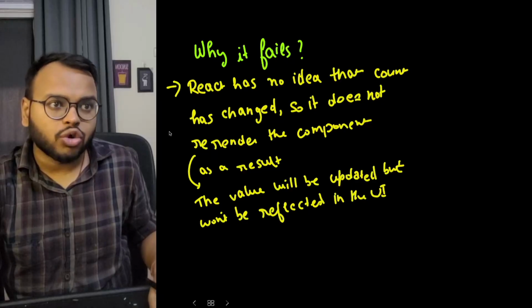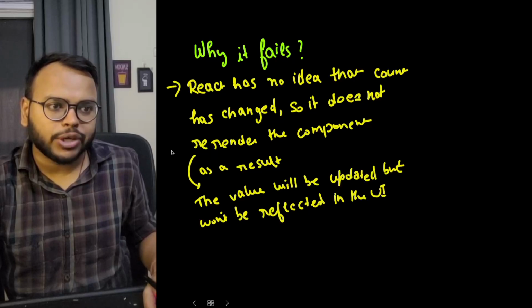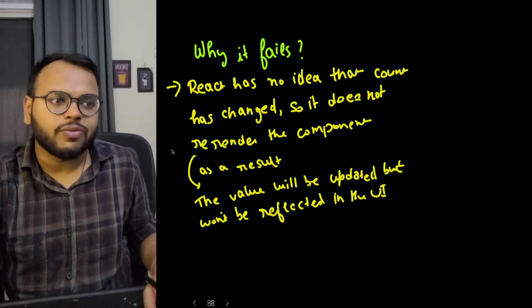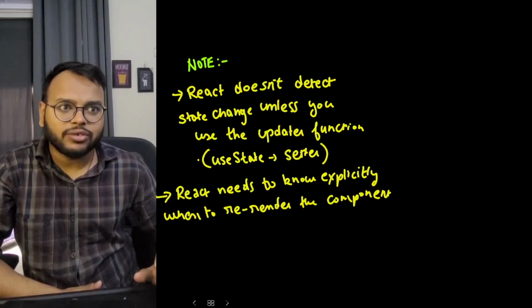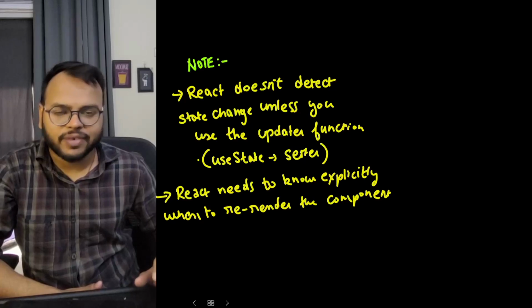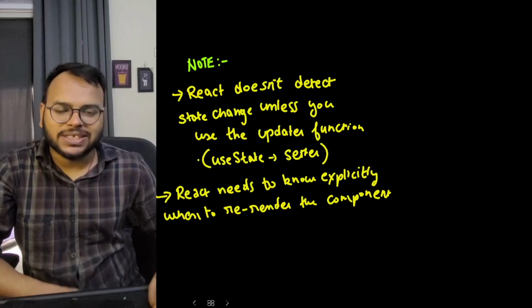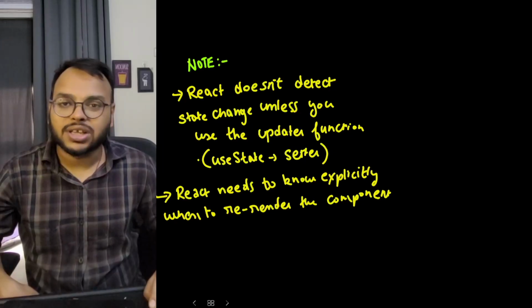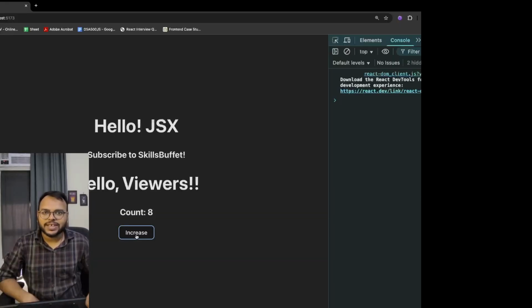So why does it fail? React has no idea that the value of count has changed, so it does not re-render the component. As a result, the value of count will be updated but won't be reflected in the UI. So one thing to note is that React doesn't detect state change unless you use an updater function, which in this case would be setCount, as React needs to know explicitly when to re-render the component. Now let's just correct our code. Now we have just made it like it was before, and the increase is working as expected.